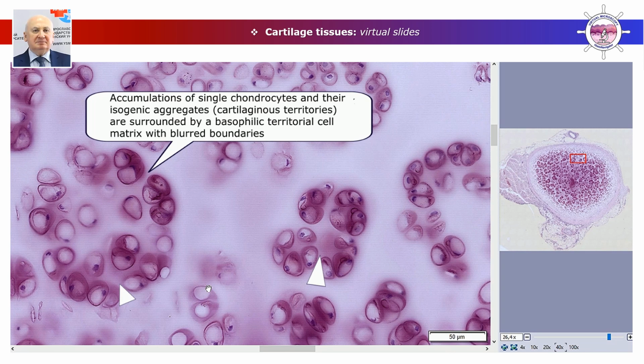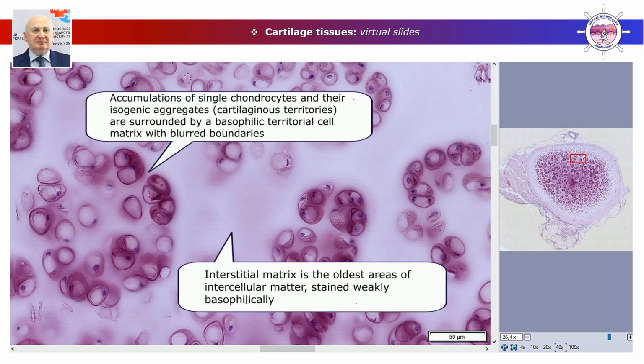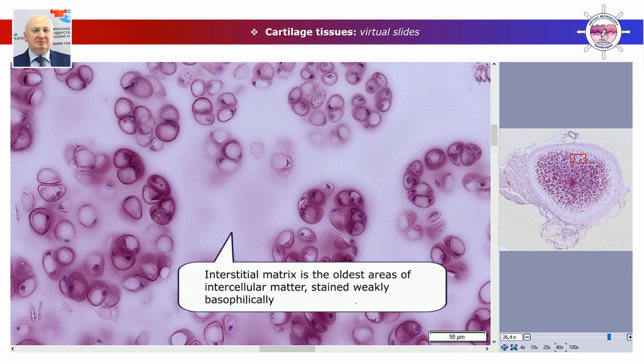Accumulations of single chondrocytes and their isogenic aggregates, or cartilaginous territories, are surrounded by a basophilic territorial cell matrix with blurred boundaries. Interstitial matrix is the oldest areas of intercellular matter, stained weakly basophilically.